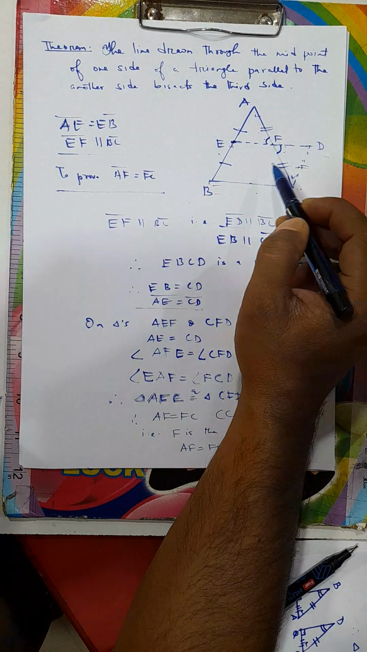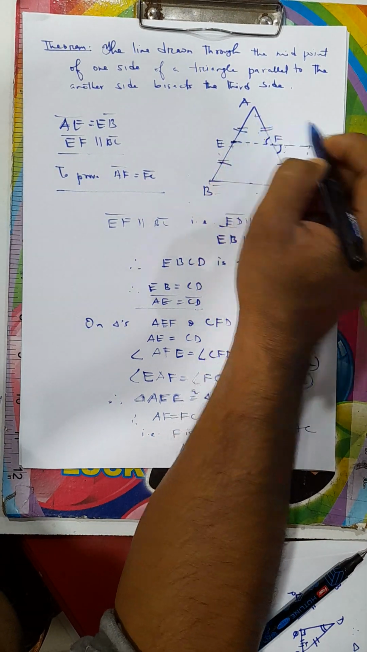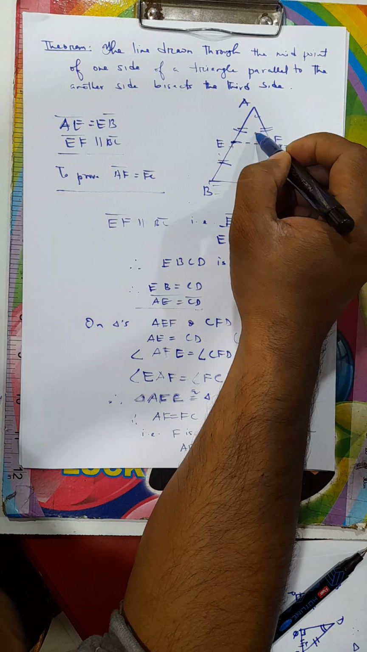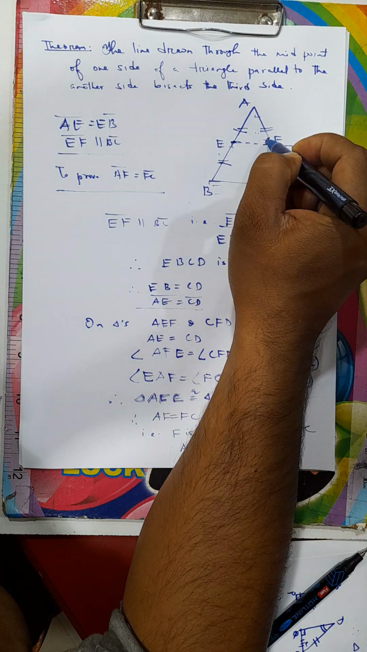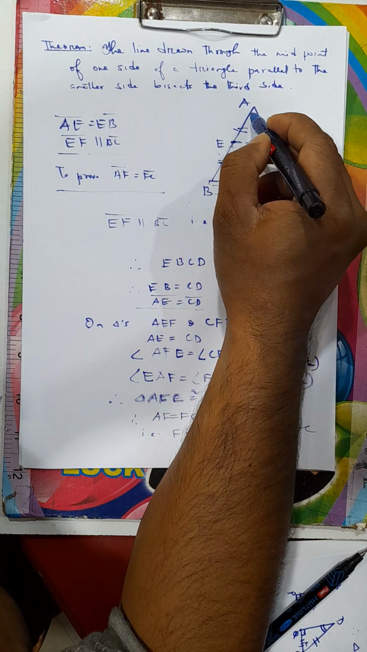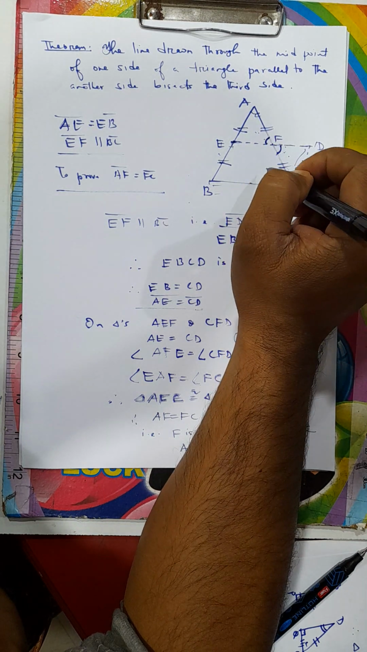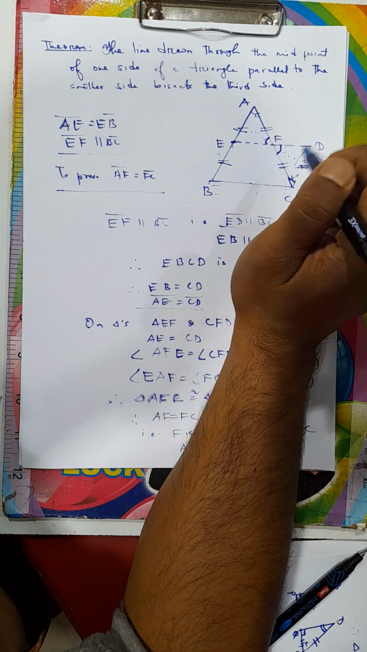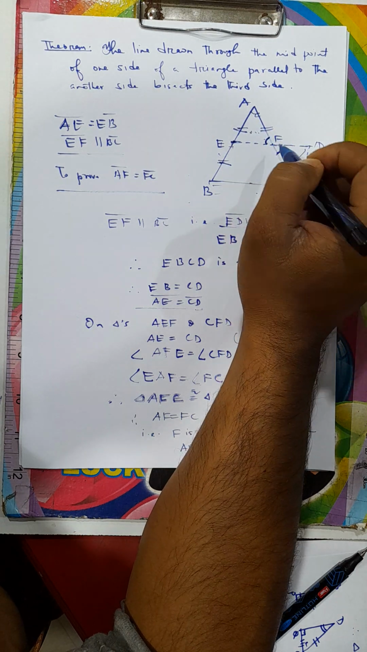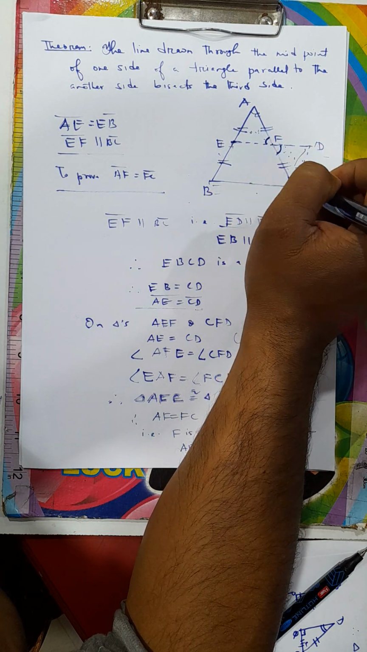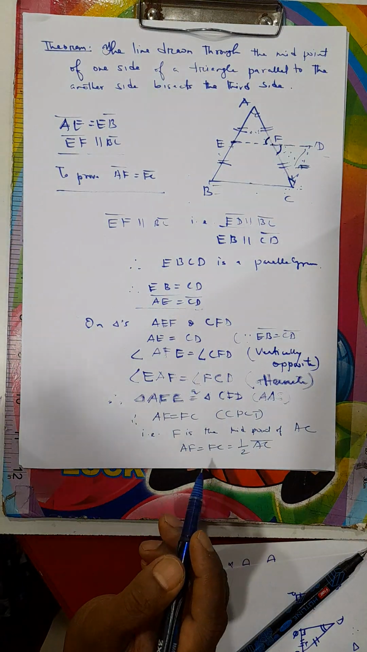Now in a parallelogram, opposite sides are equal. So EB equal to CD. That means AE equal to CD. Now if we come to these two triangles, we find that AE equal to CD. Again these two angles are equal, alternate angles. So by AAS congruence criteria, these two triangles are congruent. Now in congruent triangles, corresponding parts are equal. So AF equal to FC. That means F is the midpoint of AC.